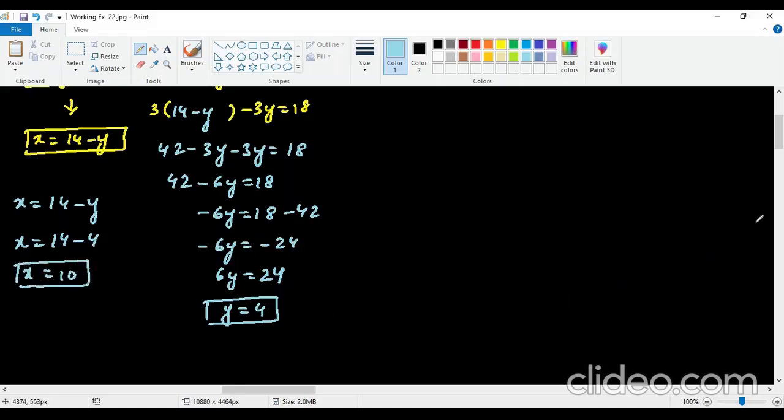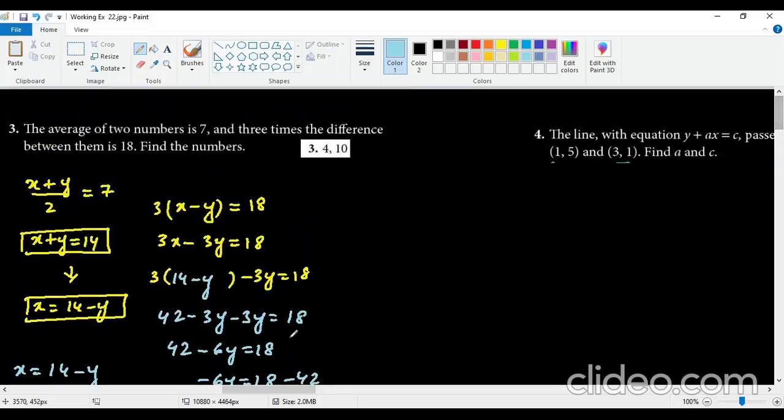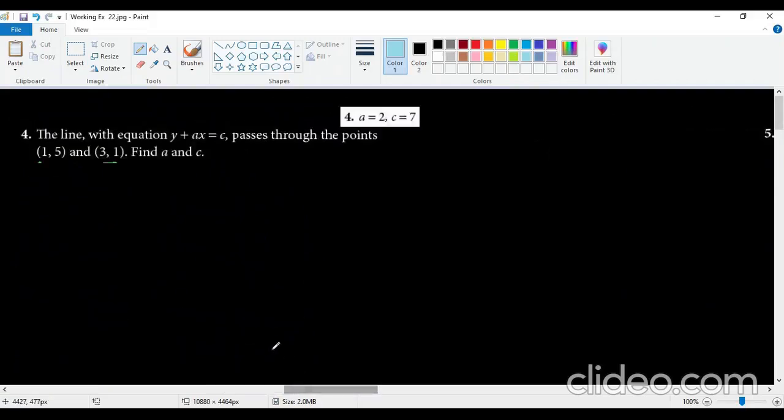Moving on to question number 4. In here it says the line with the equation y plus ax equals c passes through the points (1, 5) and (3, 1). So I will put these 2 points in this equation 2 different times. So what I will do is write this equation 2 different times: y plus ax equals c, and y plus ax equals c.